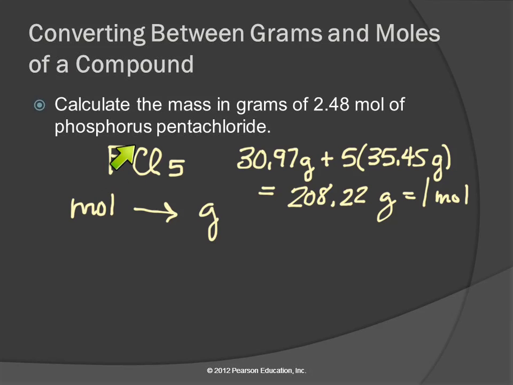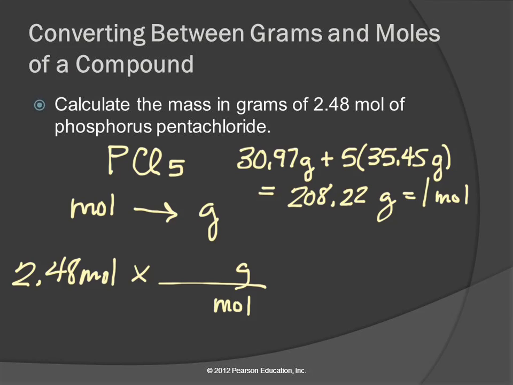I looked at the number of phosphorus atoms. There was 1. And so I took 1, which I didn't write because I'm a chemist and I don't like to write the number 1. And I multiplied that by the mass of 1 mole of phosphorus. There are 5 chlorines in this formula. So I've got 5 times the mass of a mole of chlorine. And I add those things up and I get the total mass of 1 mole of phosphorus pentachloride. That's my conversion factor. So then I use this 2.48 moles, and I'm going to multiply by grams and divide by moles. Why not multiply by moles and divide by grams?